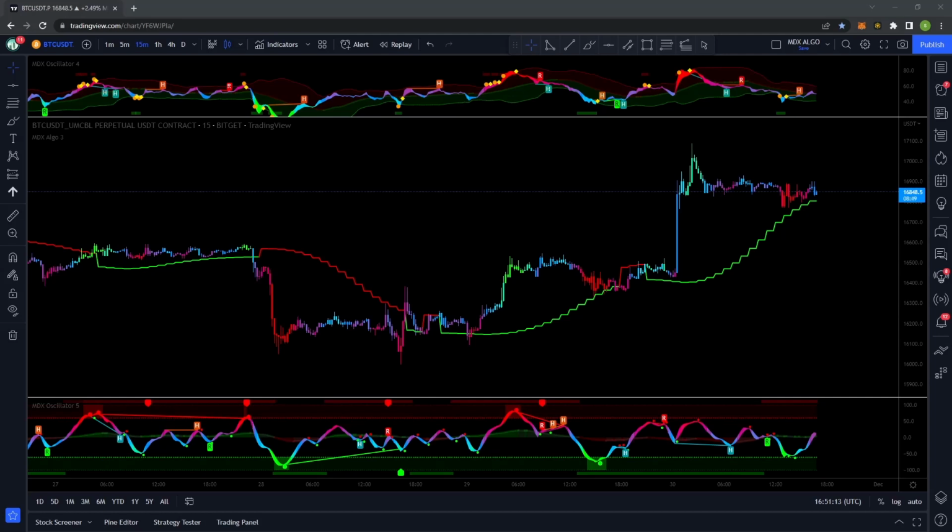In this video, I will be taking a look at some of the features and customizations on the MDX ALGO indicators. These indicators very quickly became my favorite trading tools, not only for the beautiful visual appeal, but for their beautiful features as well. And the recent updates, you guys, have only made them even better.